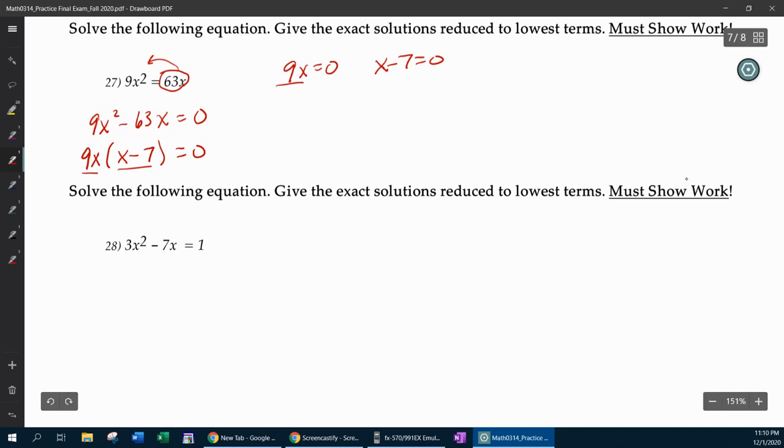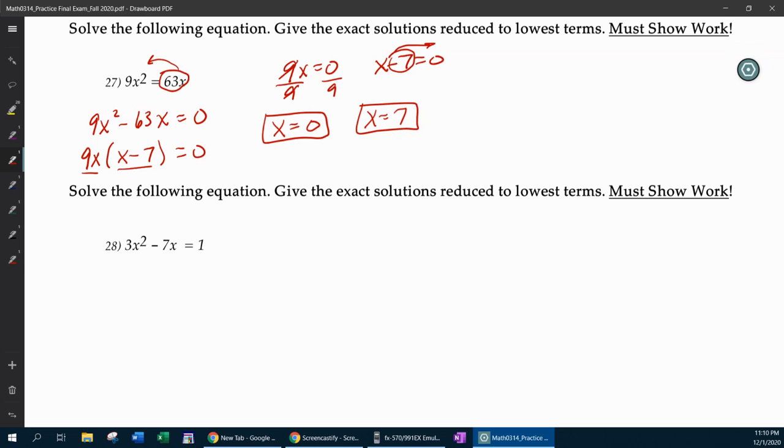So for the first factor, I need to divide by 9 to get x by itself. And 0 divided by 9 is 0. 0 is one of the answers. For the other factor, I need to move the -7 over, which makes it a positive 7. And that is my second solution.